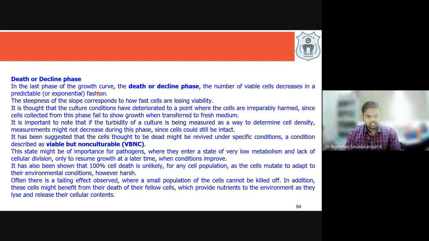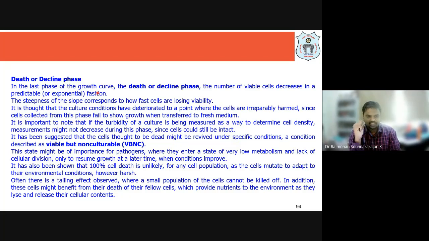It is important to note that if the turbidity of the culture is being measured as a way to determine cell density, measurements might not decrease during this phase, since cells could still be intact. So when you are calculating the number of cells using the turbidity method, even in the death phase the cells are still intact. So the cell count is going to be the same and the turbidity will be the same.